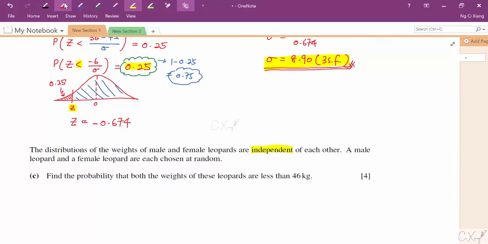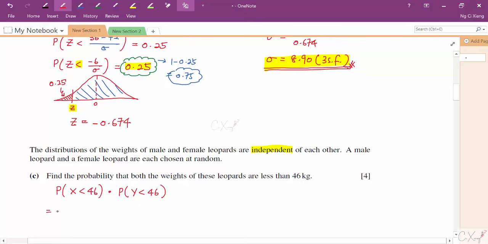Okay, so they want us to find the probability that both the weights are less than 46. Since the male leopard weight and the female leopard weight are independent, when you want to calculate the probability, you can multiply them straight away. Where I'm having the male leopard weight smaller than 46, at the same time, the female weight also smaller than 46. So this is how we should calculate the probability.